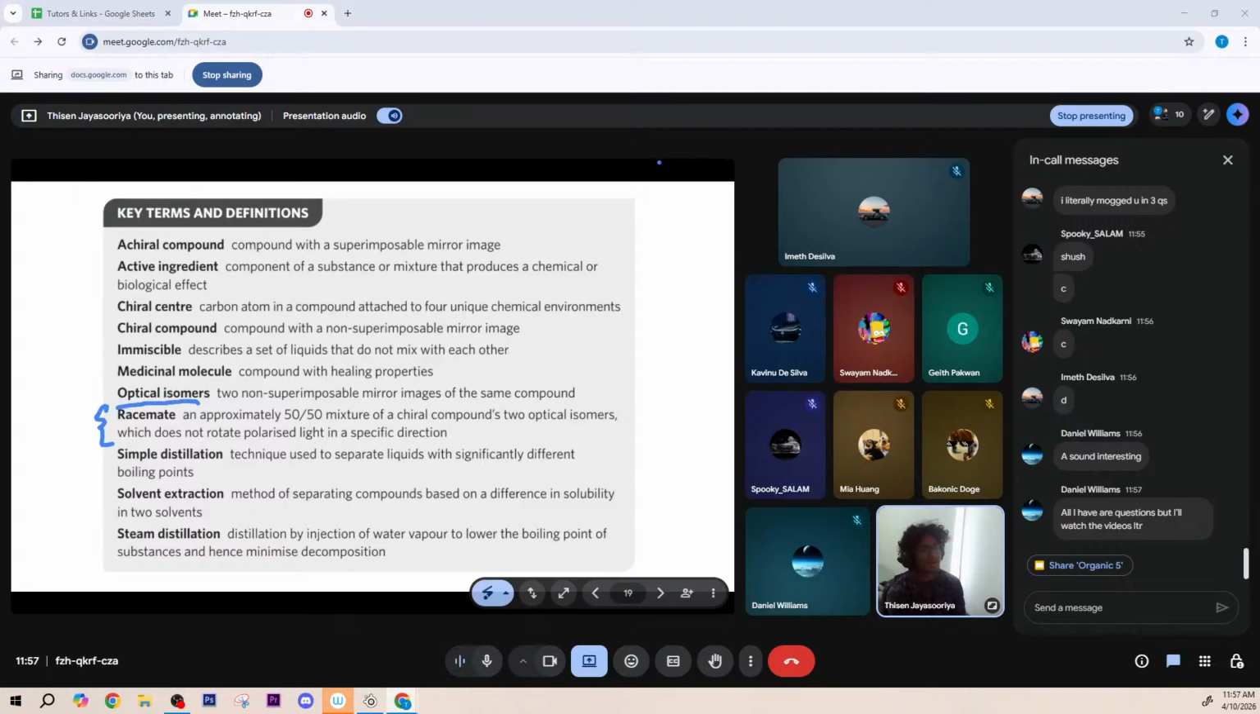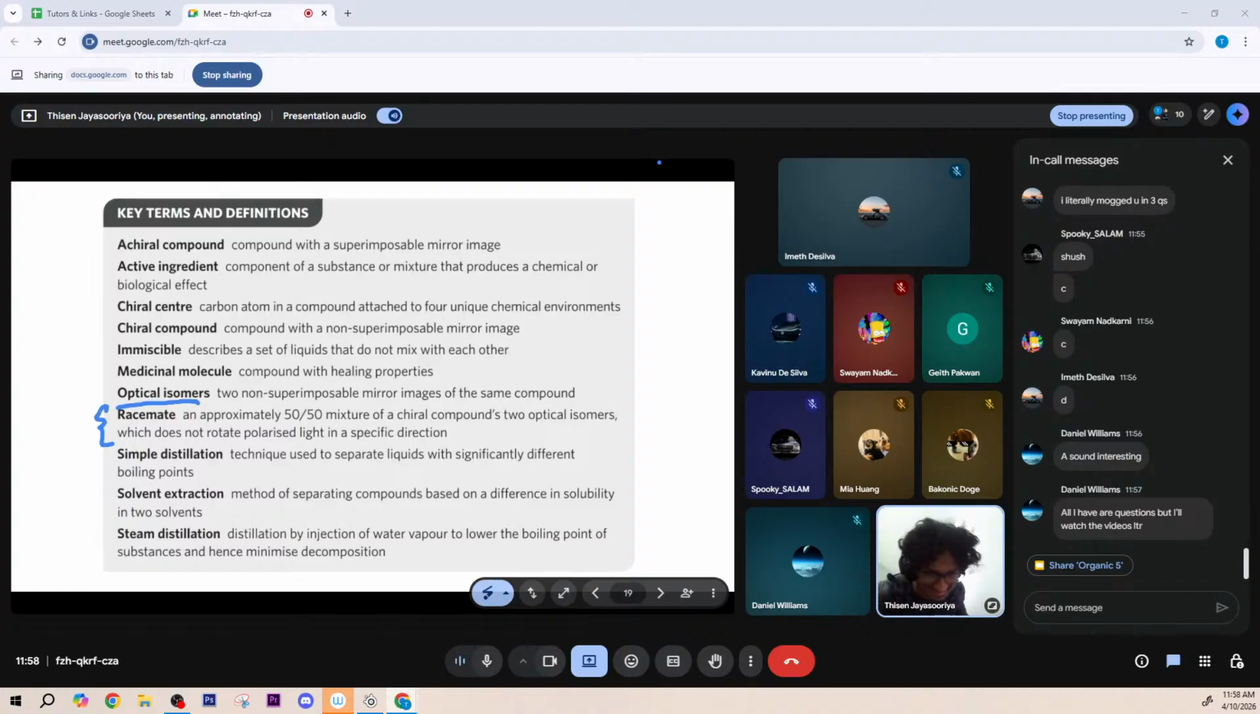An optical isomer is two non-superimposable mirror images of the same compound, right? Which bend light in different ways, yeah? Because they have a different 3D spatial arrangement. So optical isomers are two non-superimposable mirror images of one another that bend light in different ways because they have different 3D spatial arrangements. And we're going to talk about those 3D spatial arrangements in enzymes when we get to them.